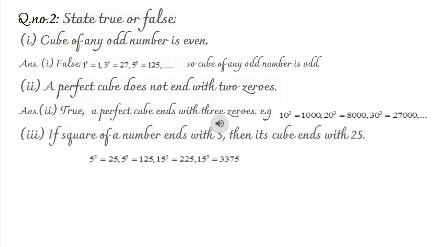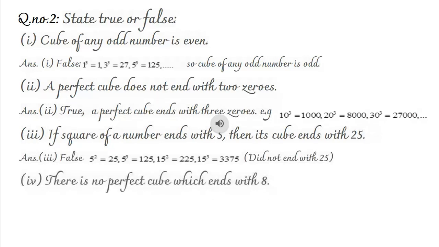But 15 cube is 3375. It did not end with 25, isn't it? So that is why it is false. It means that if a number ends with a 5, then its square ends with 25, but its cube does not end with 25. Clear? Okay.